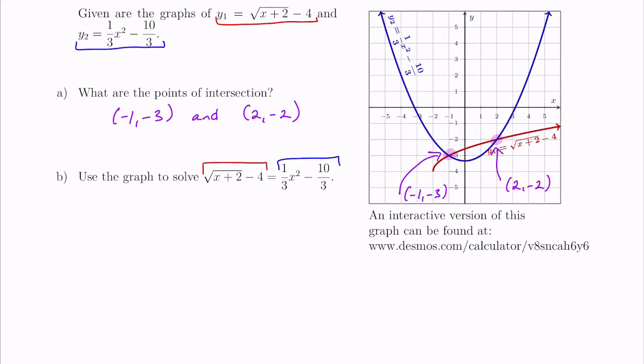So when we are asked to solve this equation using the graph, we need to recognize we're looking where these two values, in this case y1 equals y2. To put that another way, we're looking for the point of intersection of these two graphs.